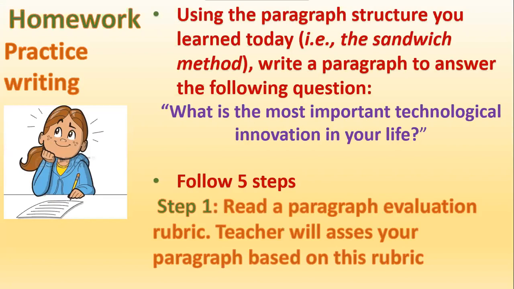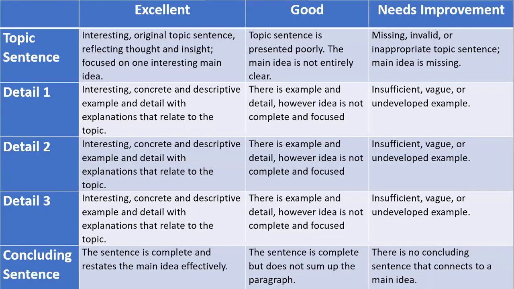First one, read a paragraph evaluation rubric, assessment rubric. The teacher will assess your paragraph based on this rubric. If you look here, the marks are excellent, good, needs improvement. For topic sentence, the details, which means supporting sentences, and concluding sentence. If your topic sentence is interesting, original, reflecting thought and insight, focused on one interesting main idea, you'll get excellent. And if it's good, the topic sentence is presented poorly, it's not clear, okay? The main idea is not entirely clear. And if the topic sentence is missing, it's invalid, completely not prepared, then it will be in needs improvement. So you read about all this.